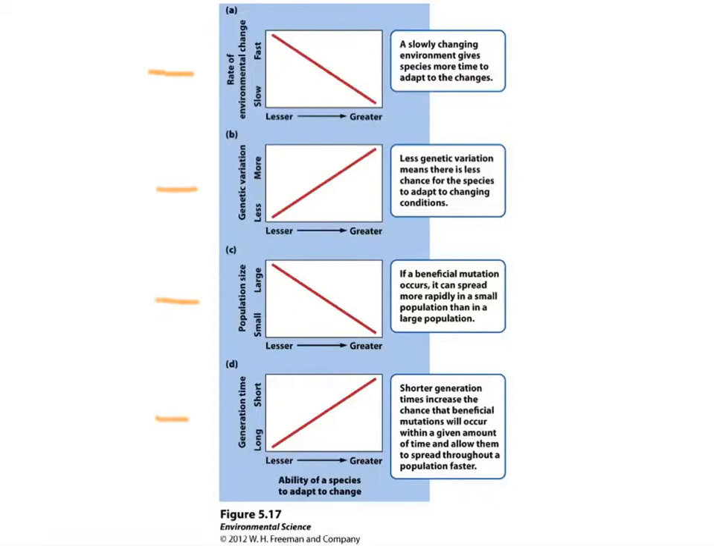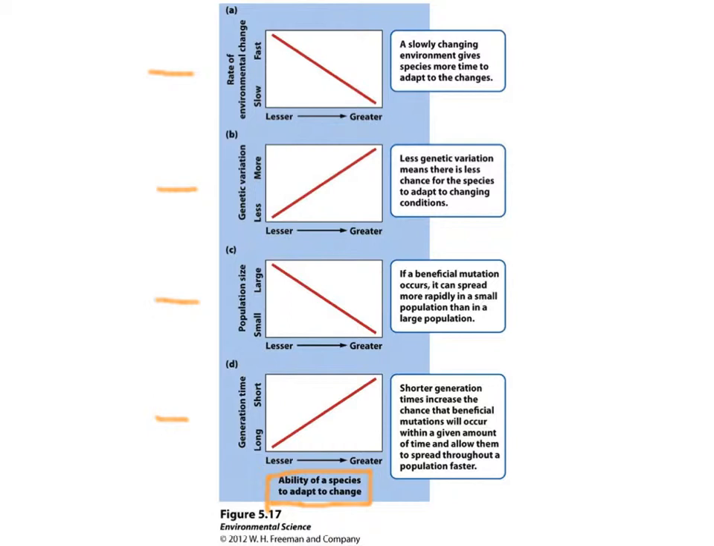And so really these 4 graphs can explain it all, and so I actually recommend before your next test to be able to sketch out these simple graphs on your own in order to describe the ability of a species to adapt to environmental change. And so on the x-axis, that's what we have, the ability of a species to adapt to change, and then on the y-axis we have the different factors.